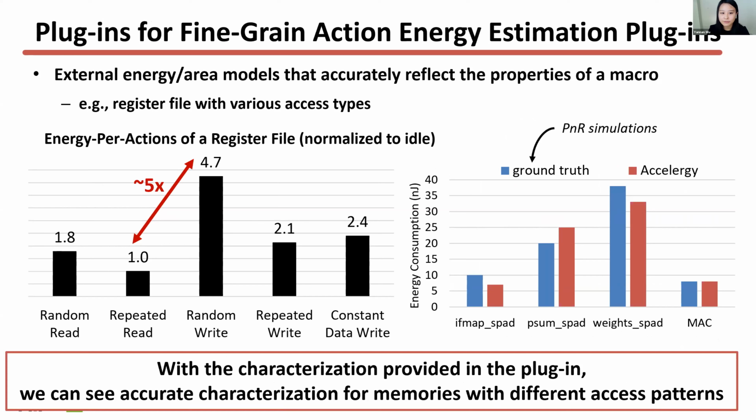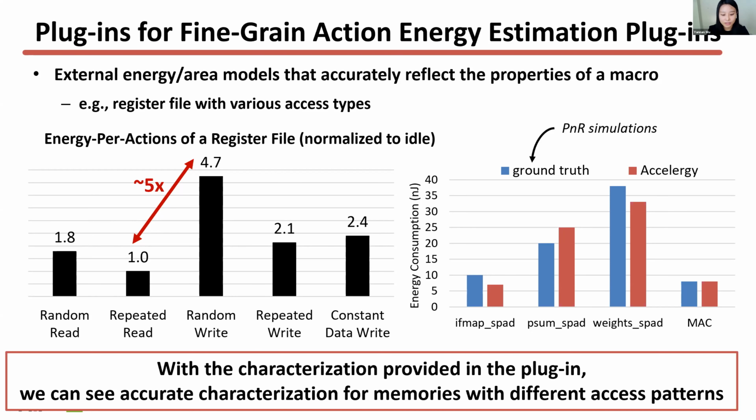Another example is a fine-grained classification of the memory access types. So in here on the left, we're showing the various access types related to a register file. And the random read refers to the fact that we're reading different data from a different address in consecutive cycles. And this results in toggling of all of the wires in this register. And the repeated read refers to the fact that we are reading the same data out of the same address across cycles. So these are the two types of read actions.